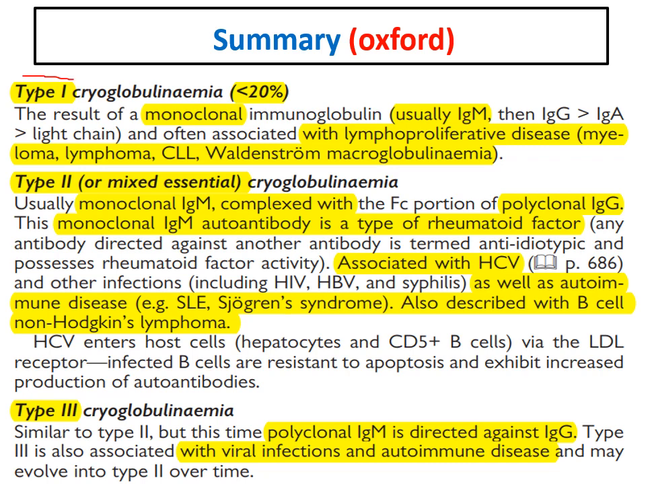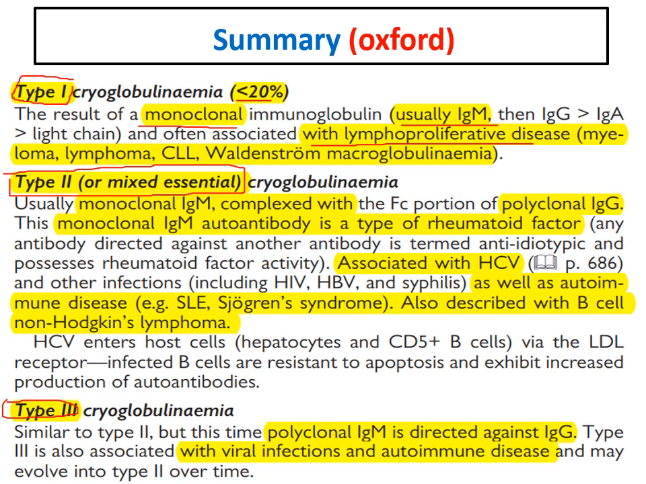What about the types? There are three types of cryoglobulinemia: type 1, type 2, and type 3. Type 1, as we said, which represents less than 20% of cases, is monoclonal immunoglobulins, usually IgM, and is usually associated with lymphoproliferative diseases, myeloma, CLL, and Waldenstrom. Type 2 and type 3 are mixed cryoglobulinemia.